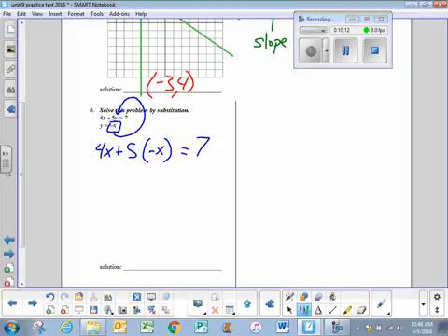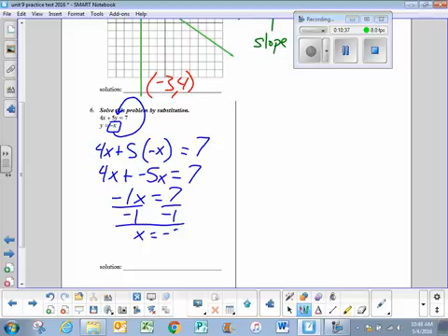Now look. Simplify. What's 5 times negative x? Negative 5x. Simplify some more. That's 4x plus negative 5x. Negative 1x. Okay? How do I solve that? Divide by negative 1. Good. So x equals negative 7. Okay. X is negative 7. So I'm going to plug that into one of those equations. I think it's easy to go into this one. Y equals negative x. What's that? Negative 7. What happens when I have a negative negative?